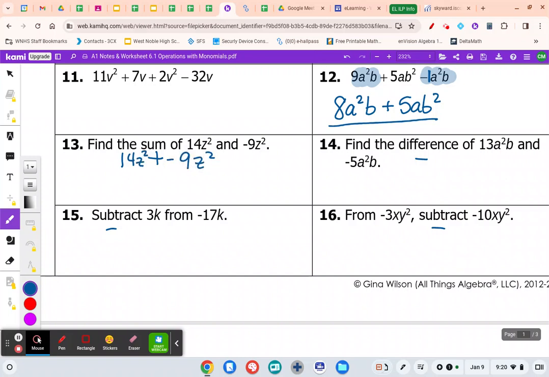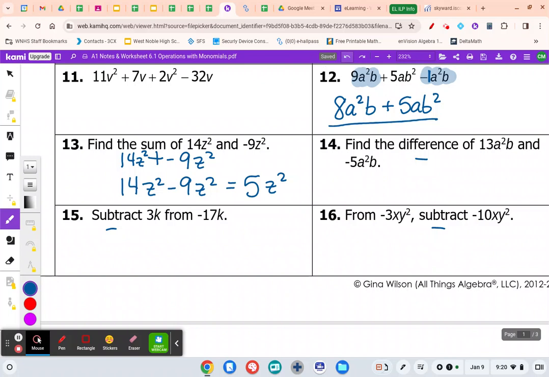Now, because the one is a negative 9z squared, that actually kind of wins in a battle between positive and negative. So we have 14z squared minus 9z squared. This is just going to be 5z squared. So even though this was a plus here, that negative kind of wins out.